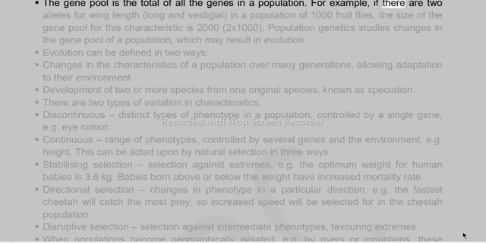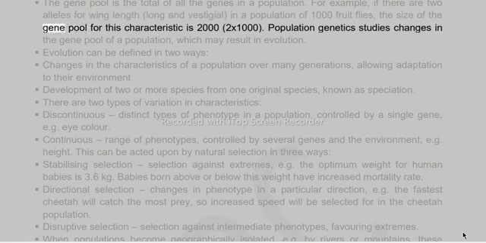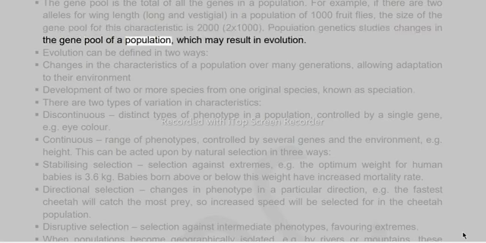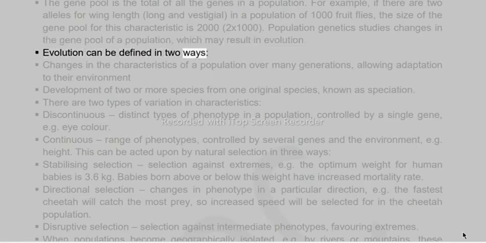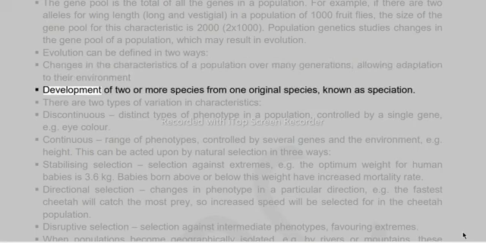The gene pool is the total of all the genes in a population. For example, if there are two alleles for wing length, long and vestigial, in a population of 1,000 fruit flies, the size of the gene pool for this characteristic is 2,000, 2 by 1,000. Population genetics studies changes in the gene pool of a population, which may result in evolution. Evolution can be defined in two ways: changes in the characteristics of a population over many generations, allowing adaptation to their environment, and development of two or more species from one original species, known as speciation.